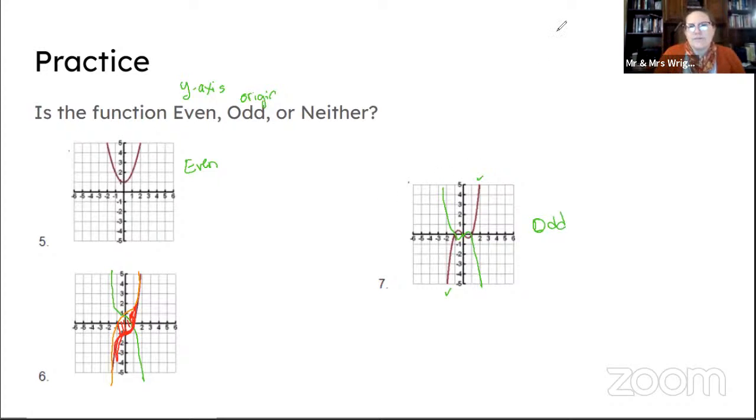This one's neither. Let me erase this. If this graph had been moved up to where it crossed the y-axis at the point of origin, it would be symmetrical about the origin, aka have odd symmetry. But that's a key feature you need to notice when you're looking for odd symmetry. If it doesn't even pass through the origin, you can automatically rule that off your list.